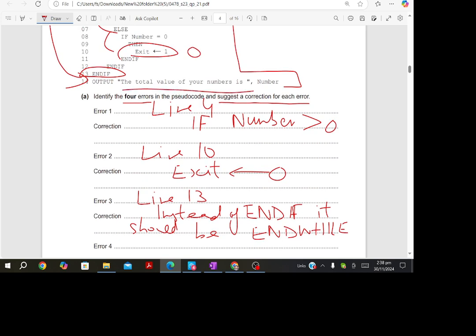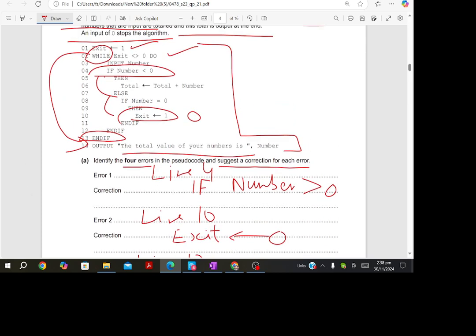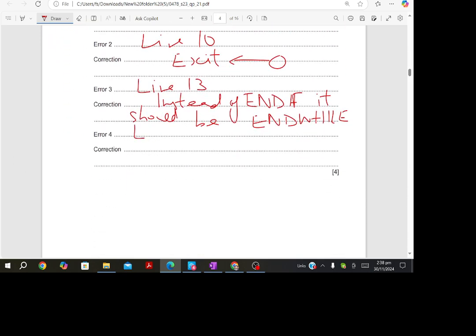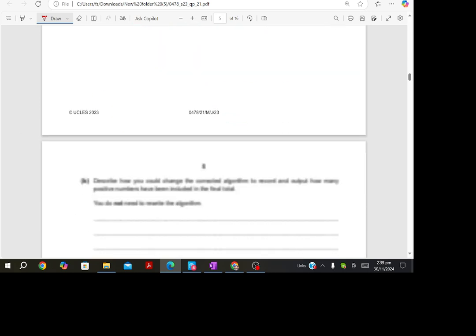The total values of your number is, we were calculating the total. For that the variable was total, this one. So here instead of number it should be total. So the final output of the message should be, it is line 14 and the number should be total instead, right?